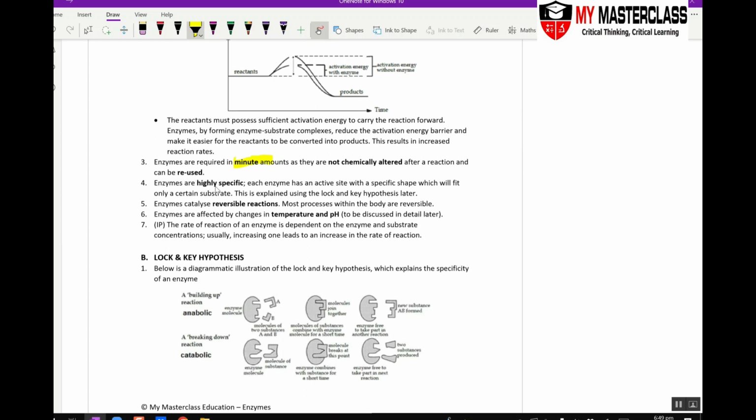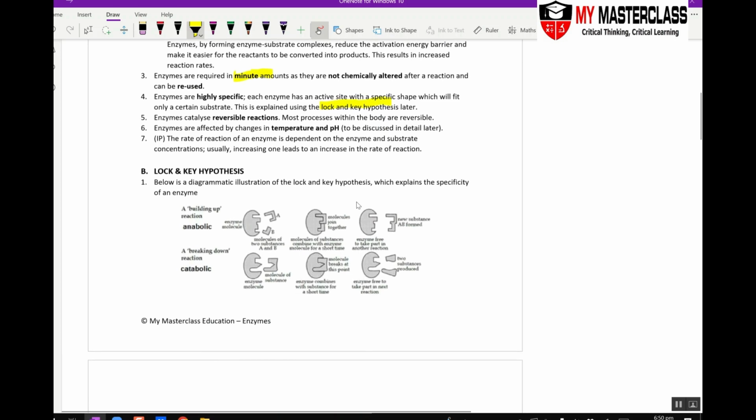So due to its specificity, we are using this thing called the lock and key hypothesis. So IP students, you'll be looking at the induced fit hypothesis for some of the IP schools. Okay, if your school, even if it is IP, does not do the induced fit hypothesis, then by all means you can just keep it at the back of your head. Don't have to go into detail.